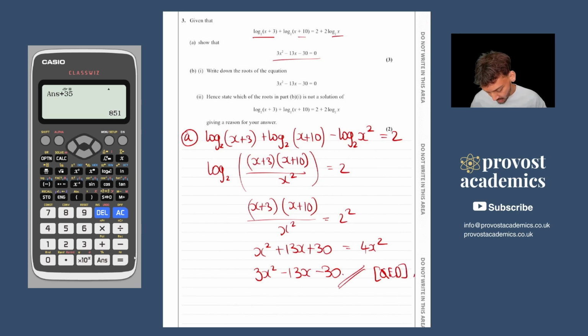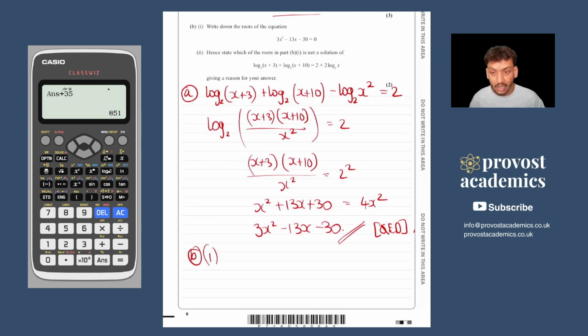QED. Next, it's asking us to find the roots of the equation. Okay, nice and easy. We just go to our calculator. Sorry, trying to bring up the calculator. Sorry about that. So we're going into menu, equation, polynomial, second degree, 13 minus 3 minus 13 and minus 30. Okay, so our first solution, x1 is equal to 6, or x2 is going to be minus 5 over 3.